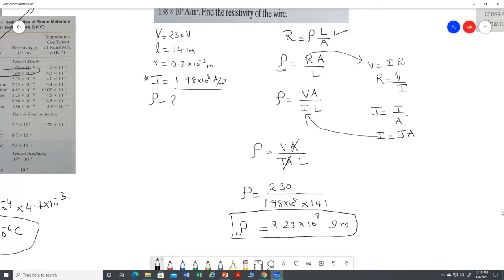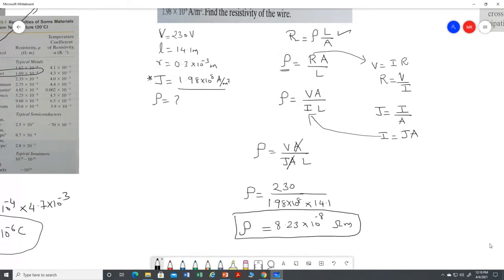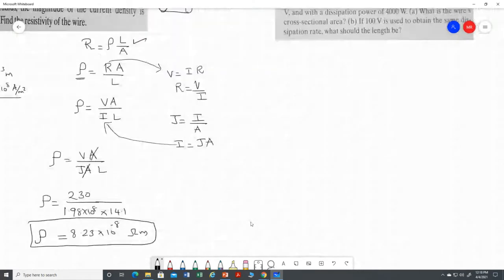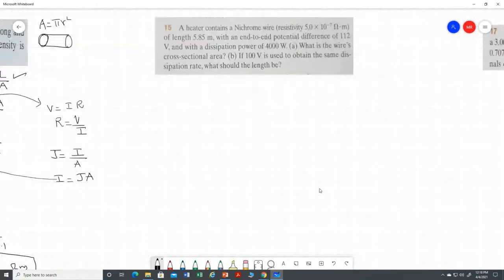Clear? Okay. Now, we have to go to the third question. Read the question very carefully. Actually, in these questions, you have two subdivisions. So first of all, we have to read and write what is given in the question.